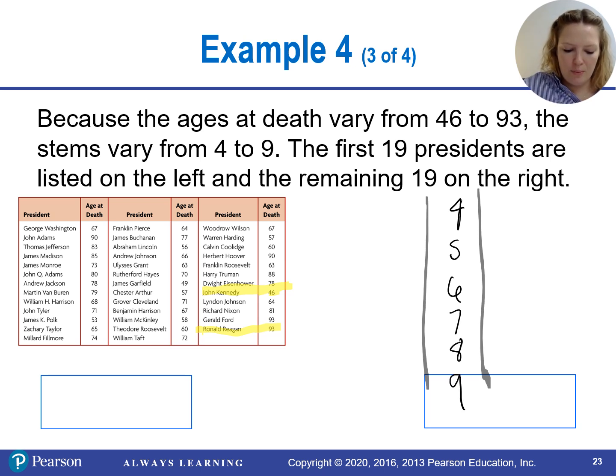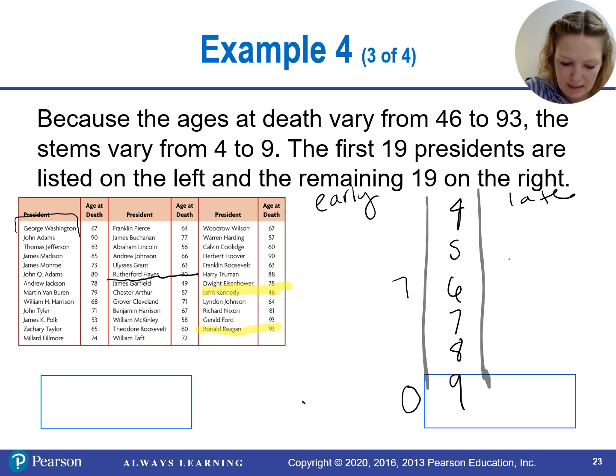And then I would group my first presidents, and my line is between Hayes and Garfield, the first 19 and the remaining 19 on this chart. And then I would add all of my data points. So I would say, okay, George Washington is 67, John Adams is 90, Thomas Jefferson was 83, etc.